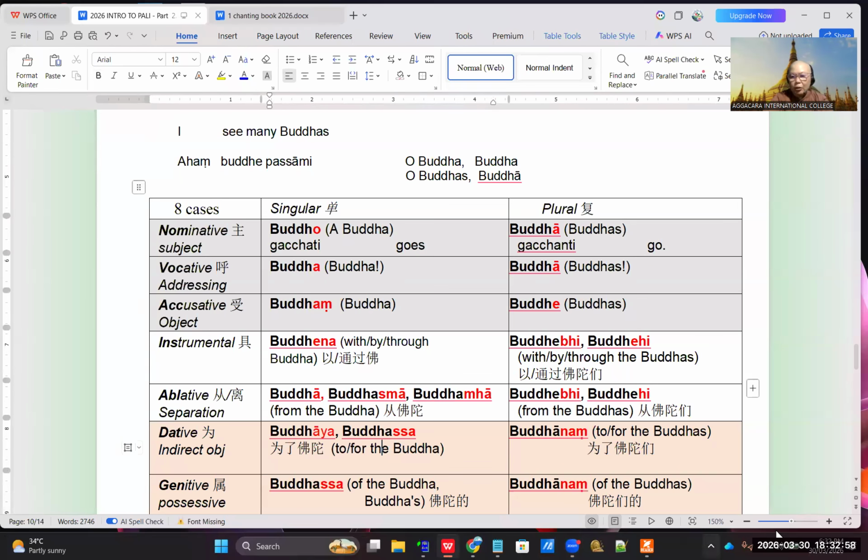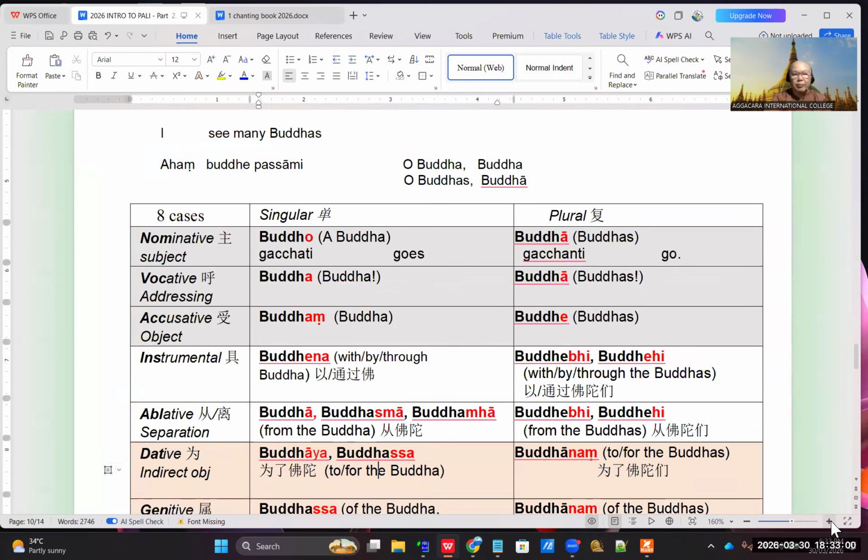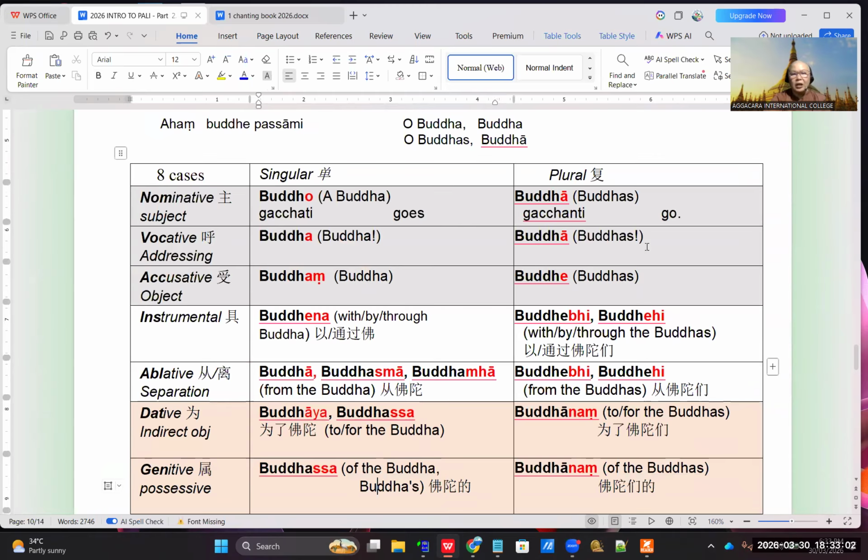Okay. So I hope you all have tried to remember the Buddha. Buddha is masculine, ending with A. So nominative is O, plural is A. What is nominative? Nominative means subject. Vocative is like 'Oh Buddha,' so we call it addressing. In Pali, we call it VOC, vocative.